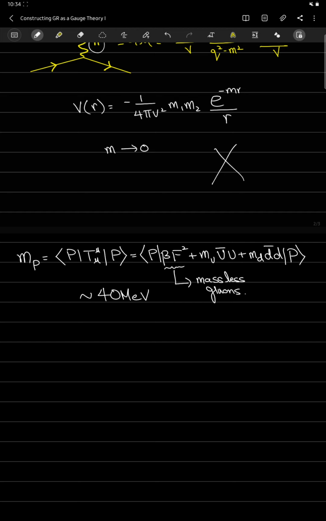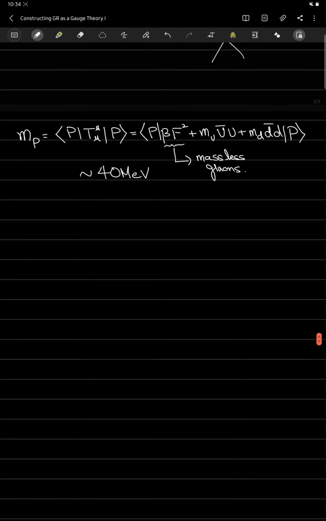Hence, we simply conclude that the source of gravity must be the total energy. So let me write this down over here. Source of gravity: it must be the total energy, which is represented by the energy momentum tensor, EMT, which is T_AB.